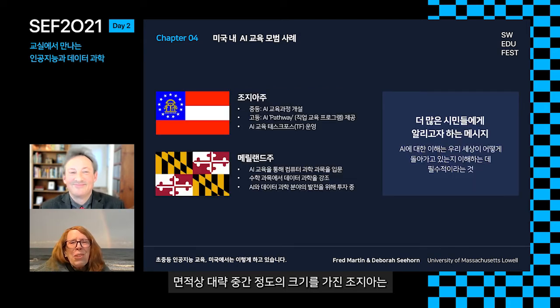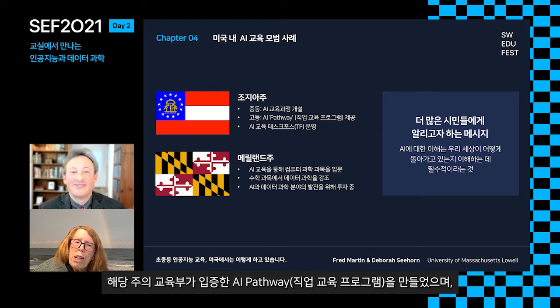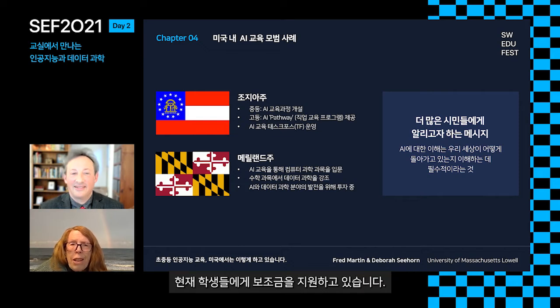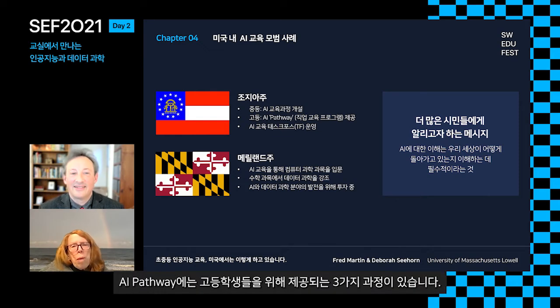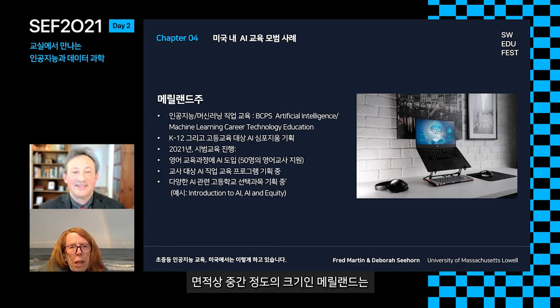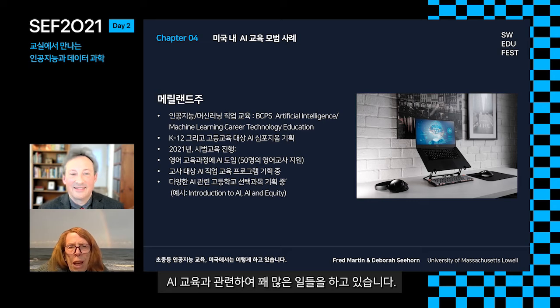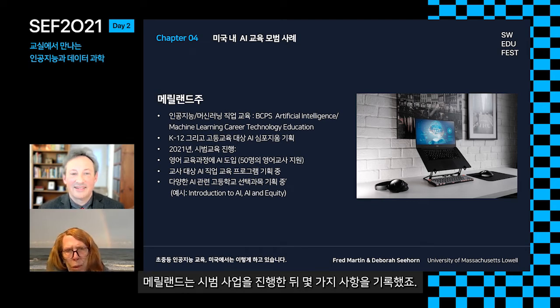Next slide. Georgia, a medium-sized state, has created an AI pathway that's been approved by their State Department of Education, and they have a grant. Their pathway has 3 courses for students in high school. Maryland is also a medium-sized state, and they're doing quite a bit in AI education, and they've noted several things as they've done their work.